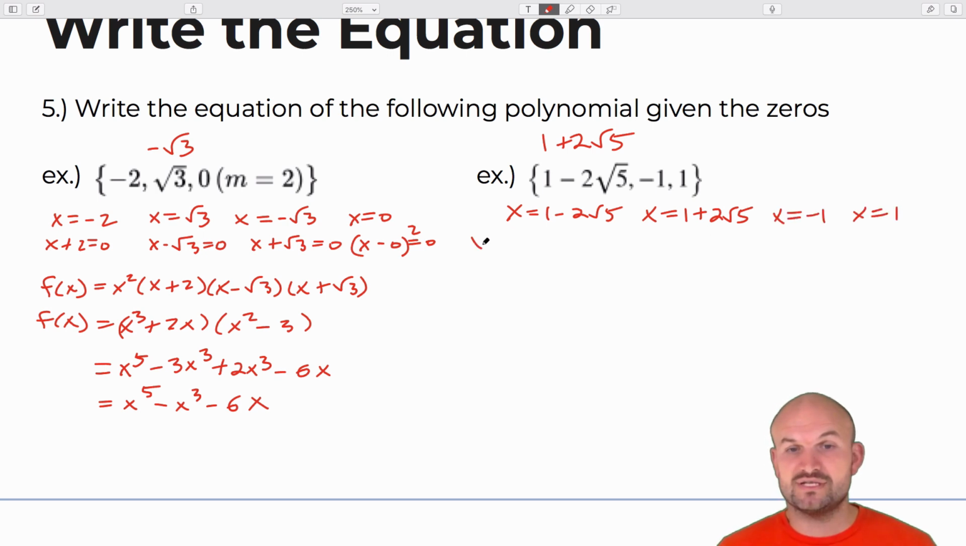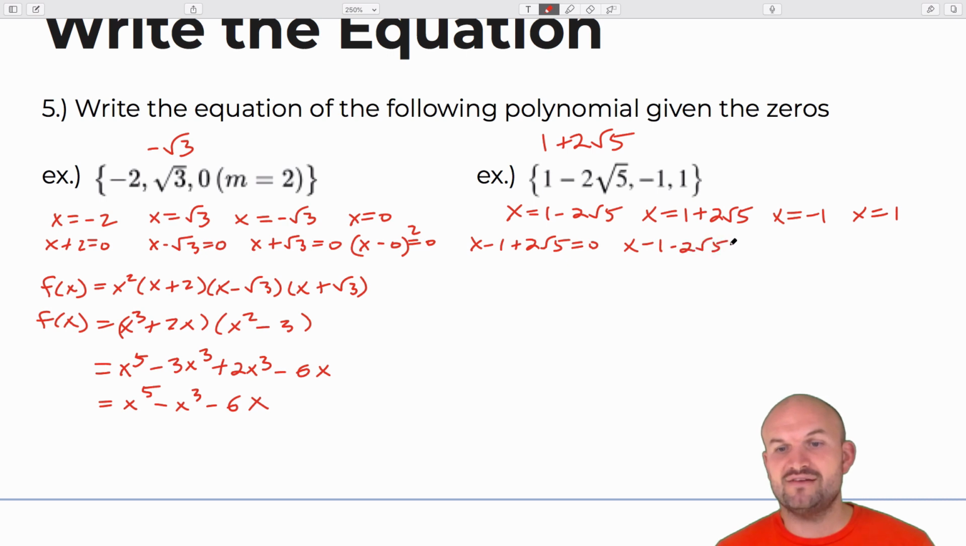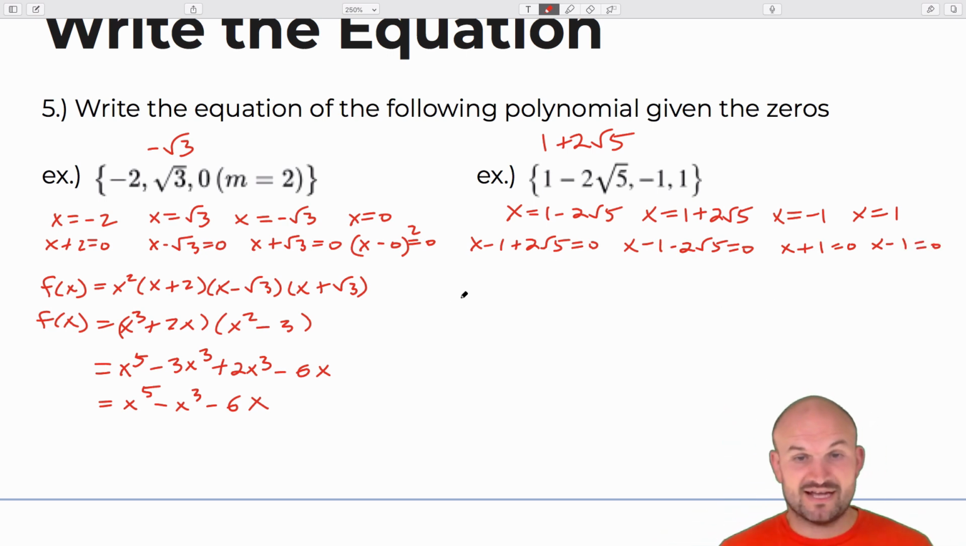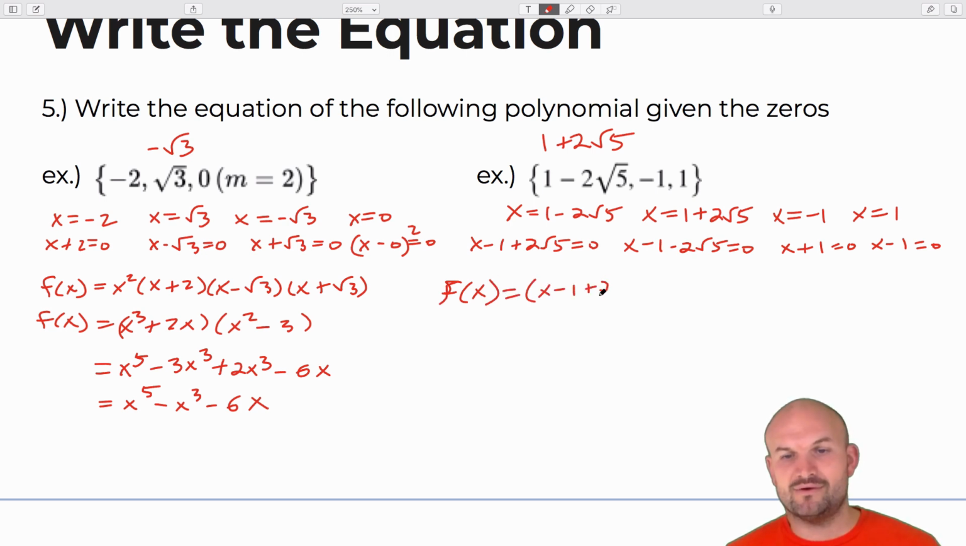Set these equal to 0: x minus 1 plus 2 square root of 5 equals 0. X minus 1 minus 2 square root of 5 equals 0. X plus 1 equals 0, and x minus 1 equals 0. Okay, so therefore, the product of my factors here, and I'm writing this all out just so you guys can see this. And again, I recommend, if students have a problem like this, to do shorthand. I just want you guys to all see what exactly I'm doing. So that's why I'm taking the extra time to write everything out.